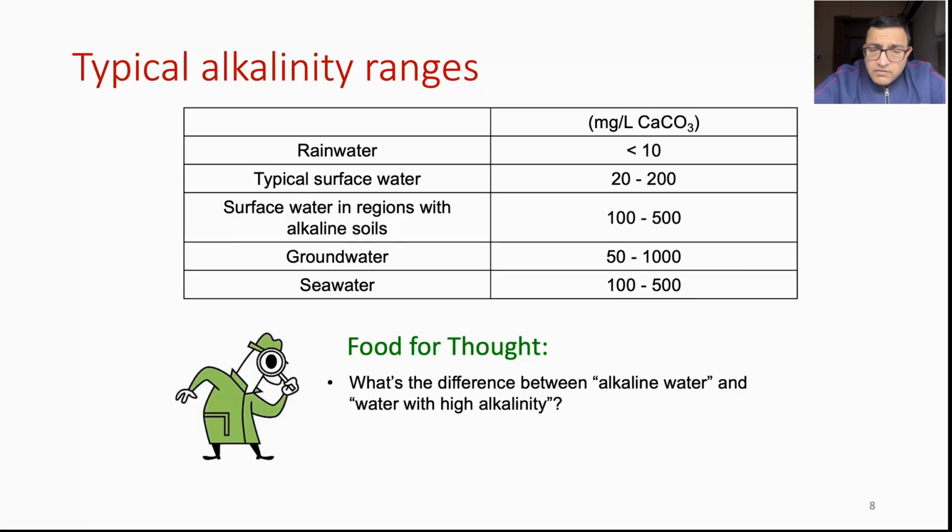Now, what might be the difference between alkaline water and water with high alkalinity? Some people think they are the same, but that's not true. Alkaline water is water which has a pH more than 7, and water with high alkalinity is one which has a higher buffering capacity to resist the change in pH. So they sound similar, but they are vastly different.